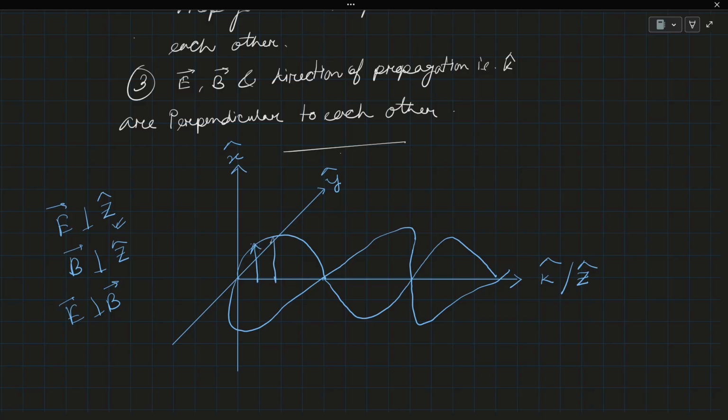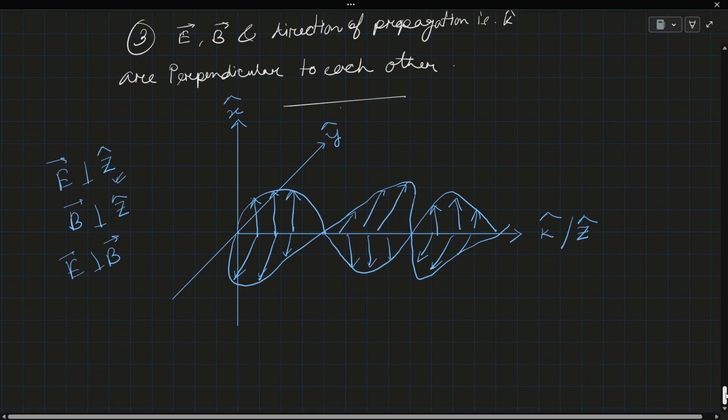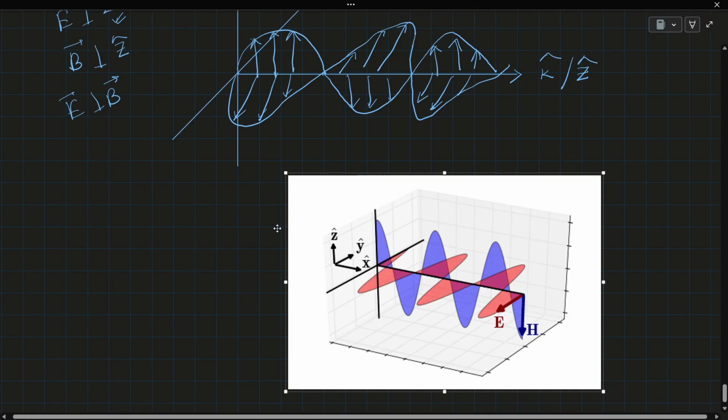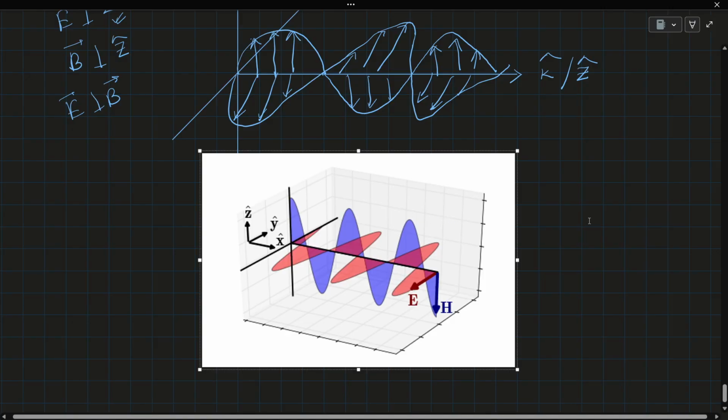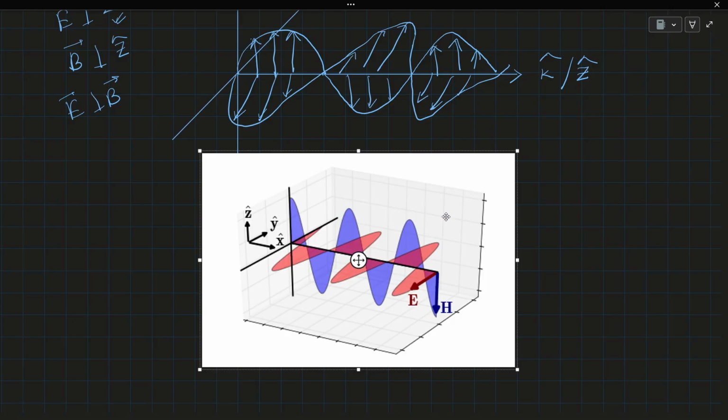So this is the electric field. The electric field is oscillating in the x direction, and the magnetic field is oscillating in the y direction. Okay, this is not very clear, so let me insert an online photo here so you will understand this. This is what the electric field and magnetic field look like.